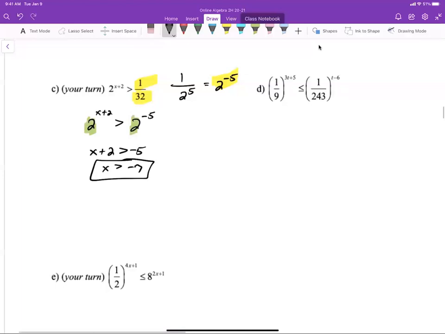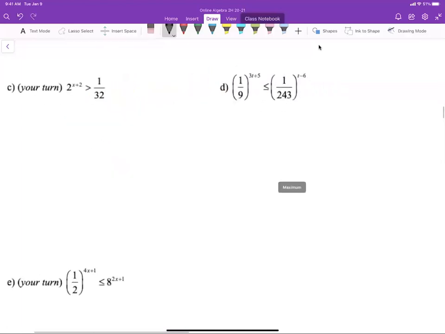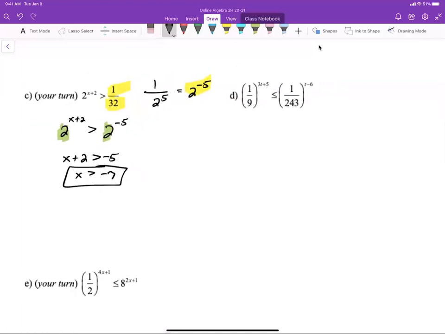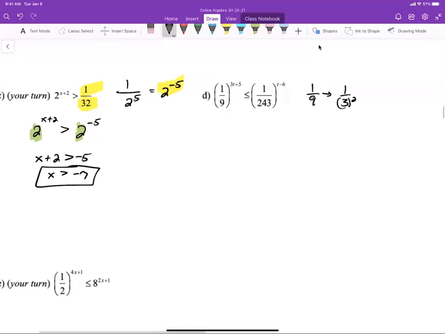All right. Now, here's one where we could potentially have a problem if we did not follow this rule, where we want to have the bases greater than 1. So what is 1/9? 1/9, I'm just going to go off to the side. 1/9 is the same as 1 over 3 squared. Okay. And 1 over 243, 243 is the same as 1 over 3 to the 5th power.